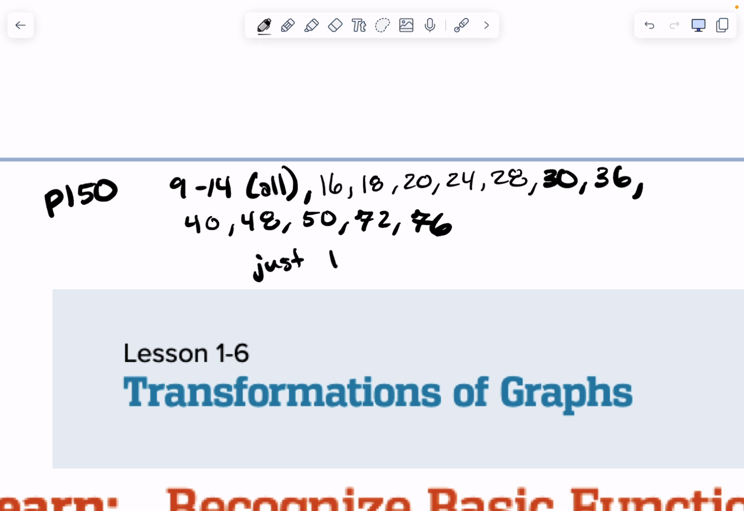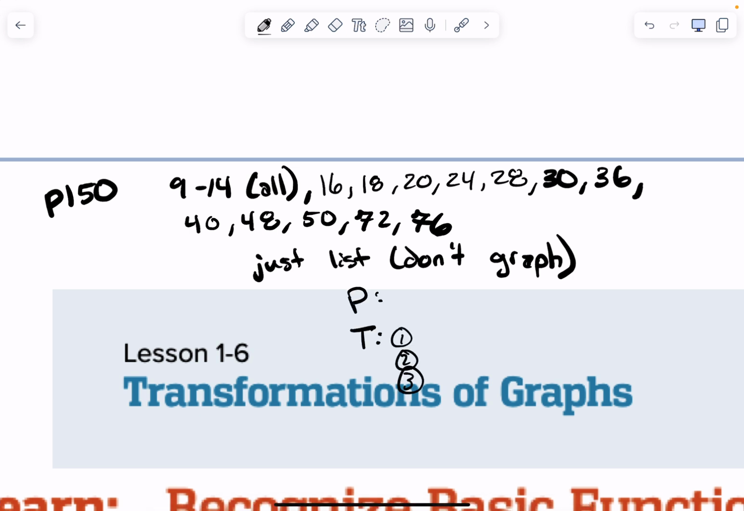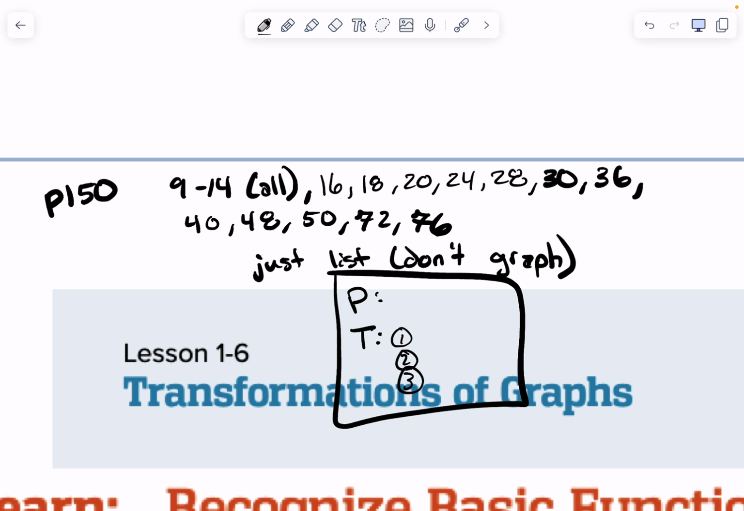Do you know what that means? Just list, don't graph. So when we were filling these out, and we did the parent and the transformation, sometimes the transformation would have a 1, a 2, and a 3. That's what you need to list. So just this part, don't graph the thing. Got it? And those will make it go way faster. Good?